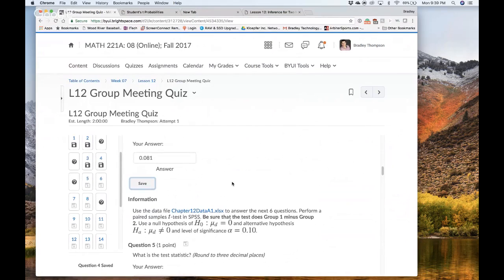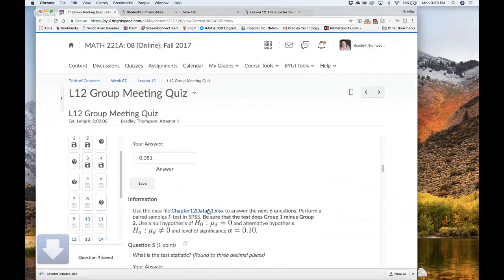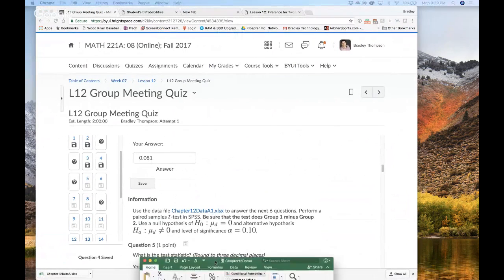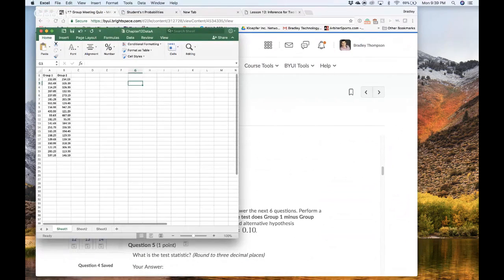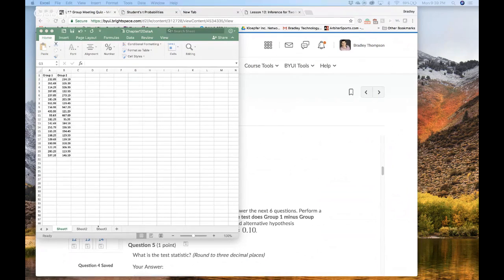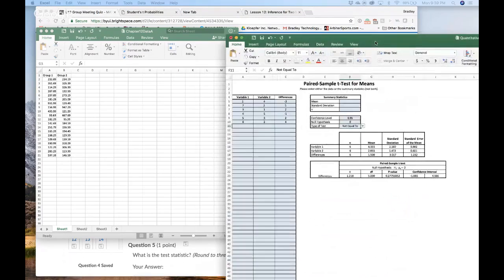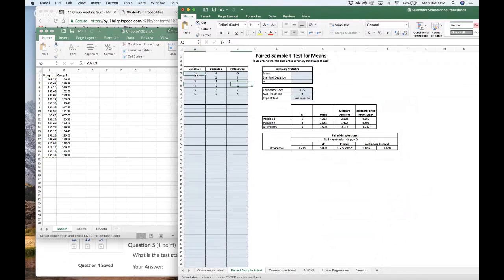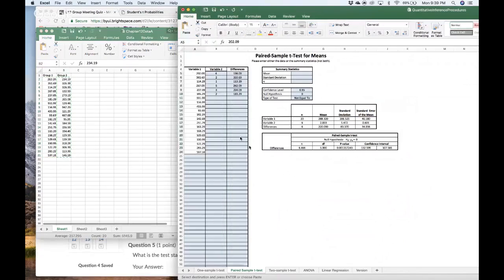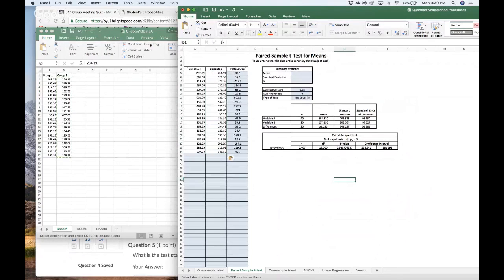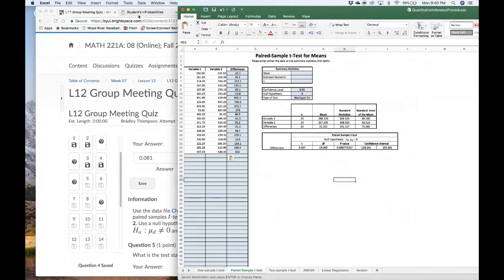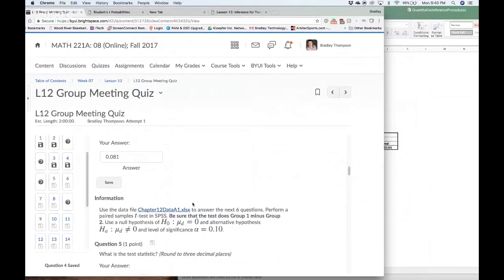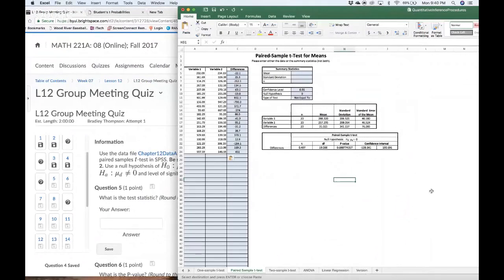Okay. Using the data from Chapter 12 Data Excel to answer the next 6 questions. A. So let's see, paired sample t test. This one, which one is that one? The paired sample, yes. And you have to be really careful on which one we put in first. So you guys see mine open right now? Yeah. What's our question first? What is the test statistic? That's the T, right? That's it right there.